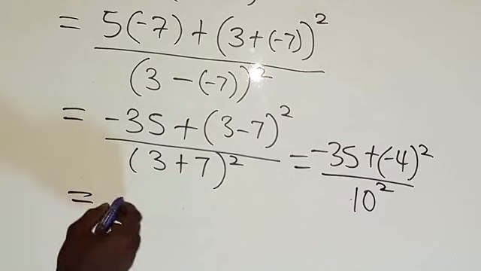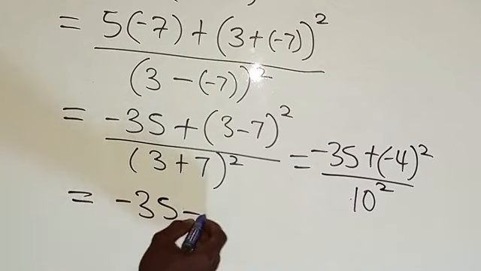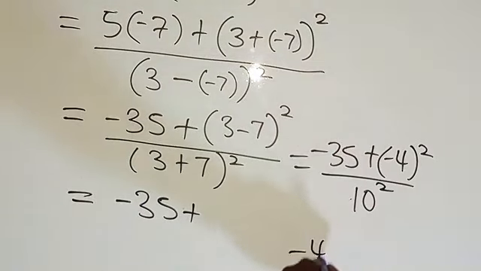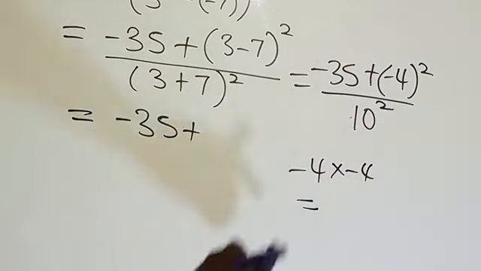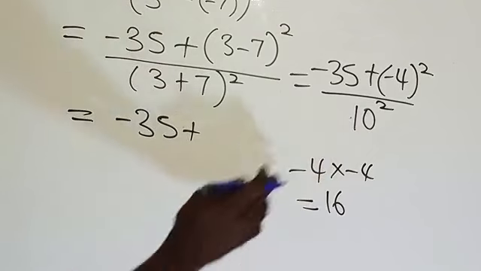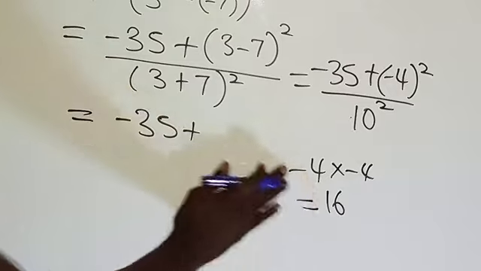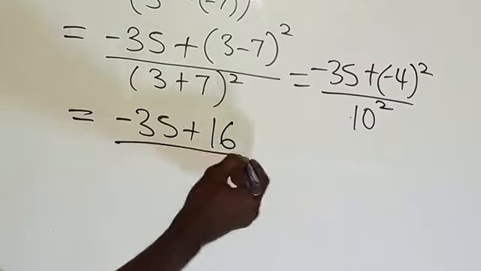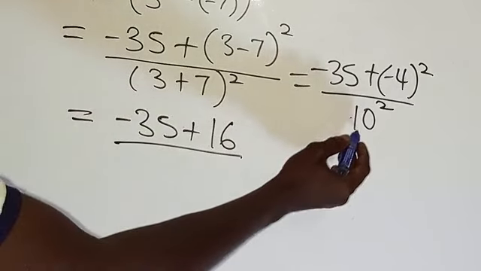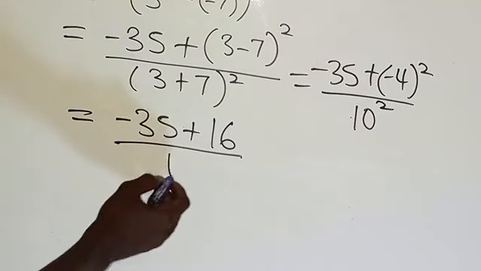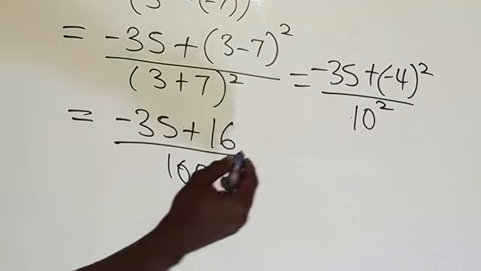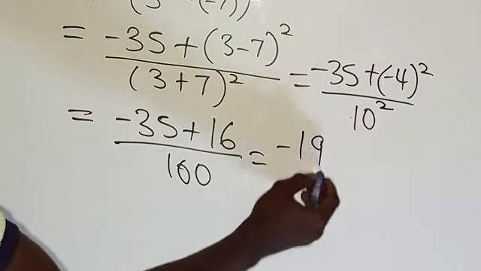So now we have minus 35 plus minus 4 squared, which means minus 4 times minus 4. Minus times minus is plus, and 4 times 4 is 16. So therefore we have 16 divided by 100, because 10 squared is 100. So now minus 35 plus 16 will give us minus 19 over 100.